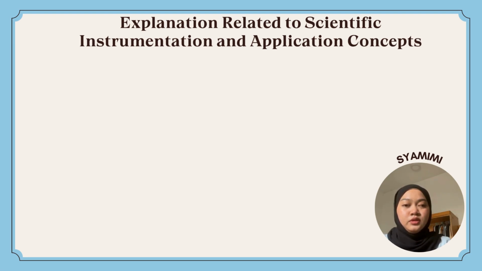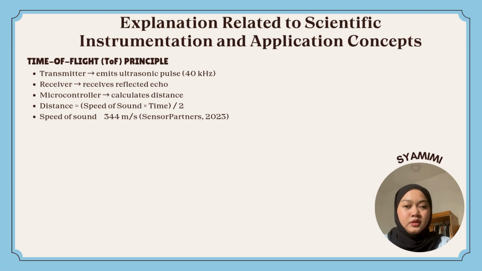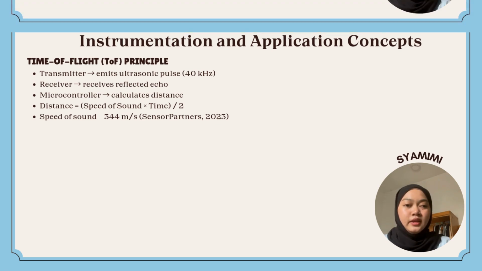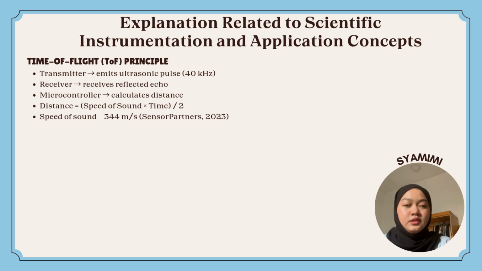Ultrasonic sensors work using the time of flight principle. Inside the sensor, there are three parts, which is a transmitter that sends out the ultrasonic pulse, a receiver that detects the echo, and a microcontroller that calculates the distance. The sensors send out a pulse usually at 40 kHz. The sound travels through the air at about 344 meters per second. When the sound hits an object, it reflects back.